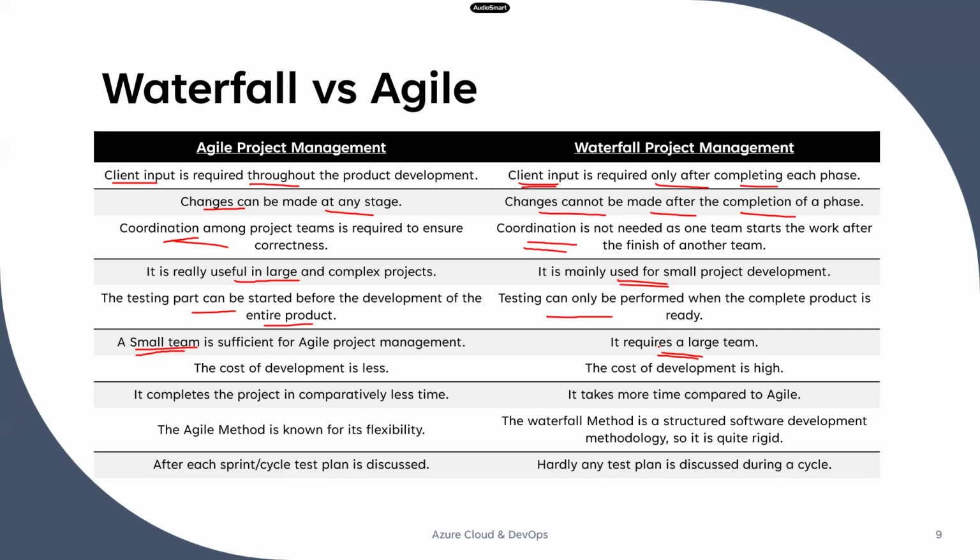And if you need a waterfall model, there will be more members, so the cost will be higher, right? The effort will be higher. So it will be like that. And in terms of time, agile will be done in less time, but waterfall will take more time compared to agile. And agile is flexible, but waterfall is quite rigid actually, because we saw that we need to do it one by one.